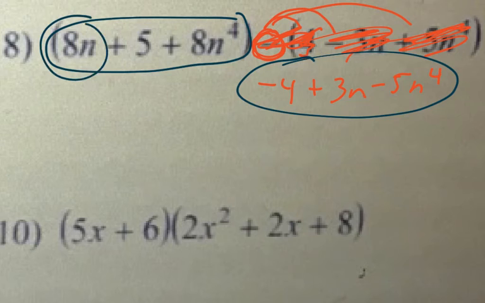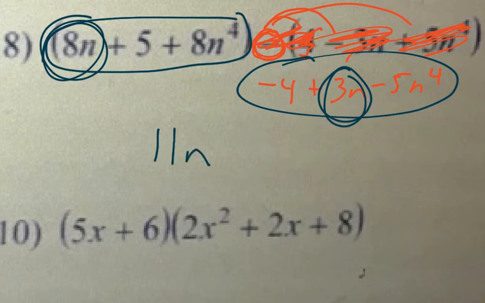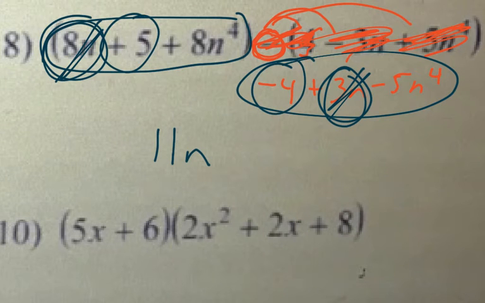So notice I have an 8n here. Over here I have a 3n. Well, what's 8 plus 3? 11n. The n's are done. What about the 5 and the minus 4? Those are regular numbers, right? Now 5 minus 4 is a plus 1.